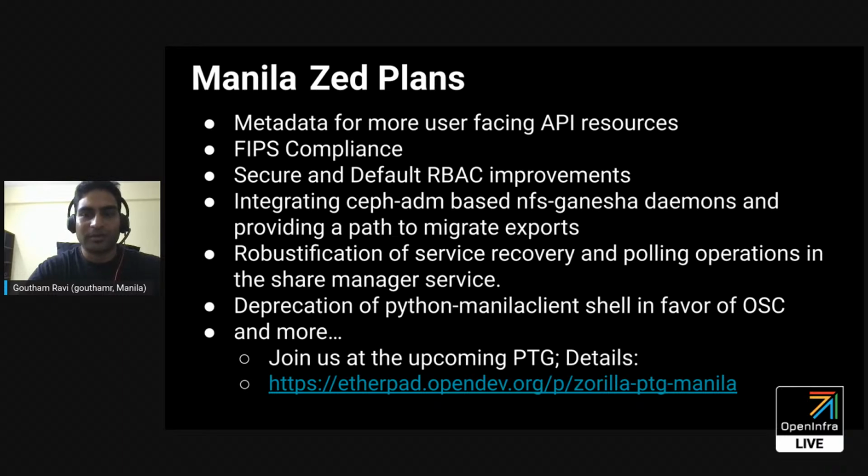We're also looking to adopt improvements that were made in the Ceph community to make the NFS gateway to CephFS natively more scalable and robust. And we're looking to enhance service recovery and polling operations within the share manager service. We're also looking to deprecate the Python Manila client shell in favor of the OpenStack client. There was a lot of work that was done to achieve feature parity here, and this work should conclude in the Z cycle. At least that's our hope.